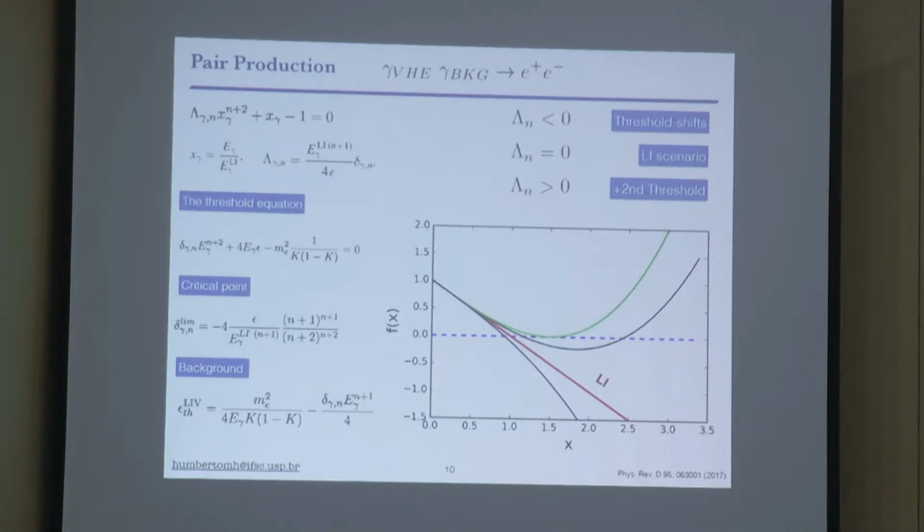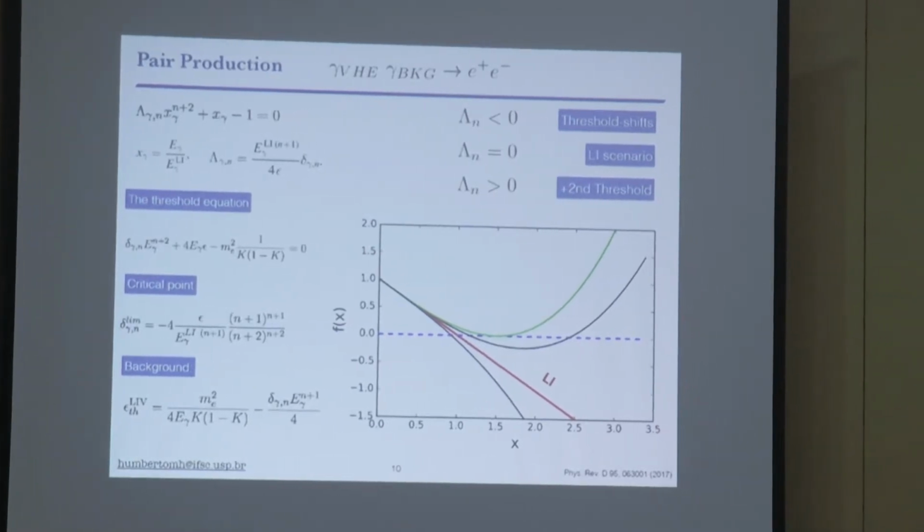To look at which type of phenomenology you can expect, we can plot this function as is written here, and we are going to find 3 different scenarios.